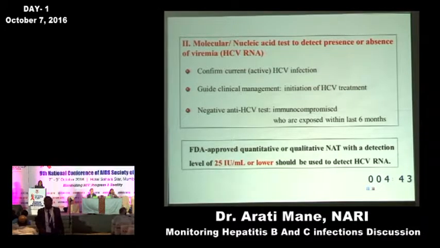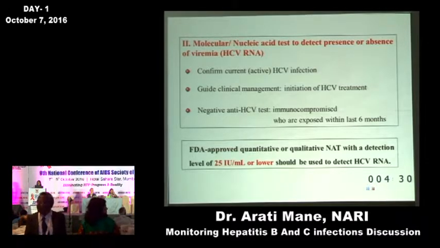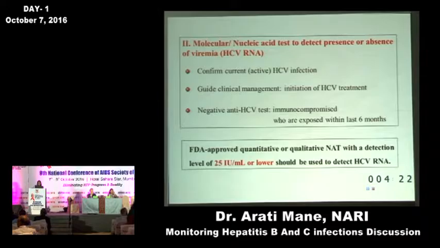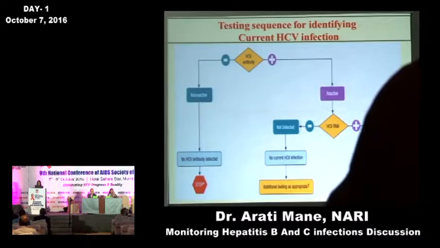To confirm this, we have to perform a nucleic acid test to detect the presence or absence of viremia. In addition, it also helps to guide the initiation of treatment. It's also important in case of negative HCV tests in people who are immunocompromised or who were exposed to Hep C in the last 6 months. And for confirmation, the tests used should have a detection level of 25 international units or lower.